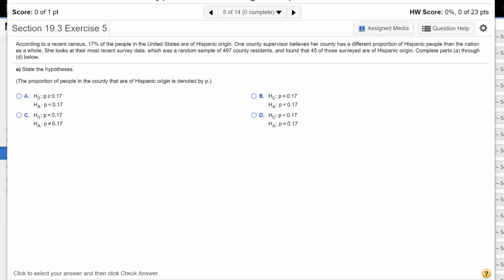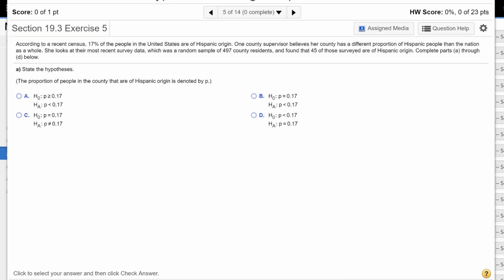According to a recent census, 17% of the people in the United States are of Hispanic origin. One county supervisor believes her county has a different proportion of Hispanic people than the nation as a whole. She looks at their most recent survey data, which was a random sample of 497 county residents, and found that 45 of those surveyed are of Hispanic origin. Complete parts A through D below.